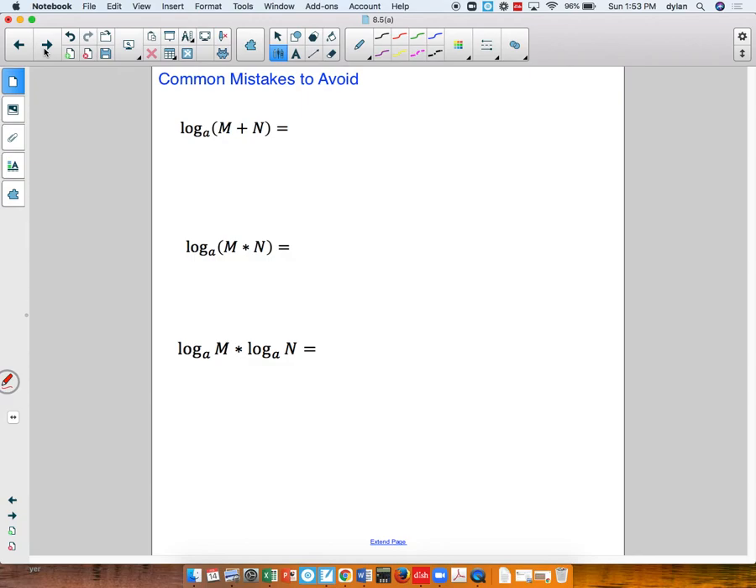So the first one I see is that logs don't distribute, and they don't distribute over addition or multiplication. So these are things that are not true. Log base a of m plus n is not the same thing as log base a of m plus log base a of n. You can't distribute logs into addition. Similarly, it's not true that log base a of m times n is the same thing as log base a of m times log base a of n. Logs don't distribute across addition or multiplication.